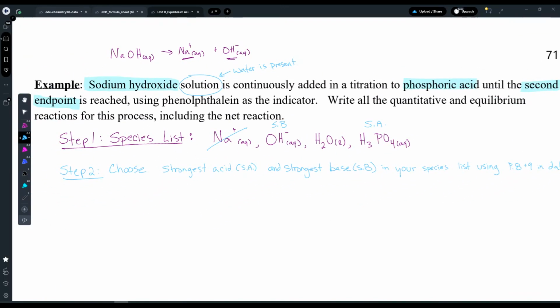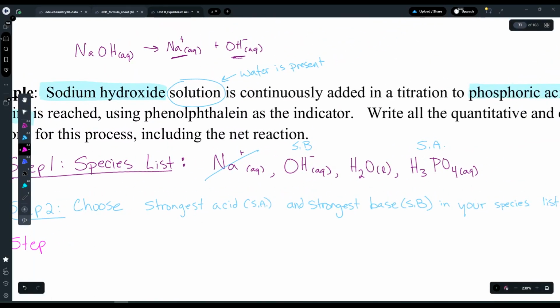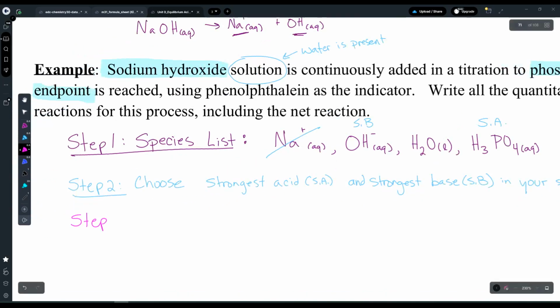All right, so that's already done, so I'm going to move on to step 3, which is when we're going to start writing our quantitative reactions. So the quantitative reactions are only going to involve our strongest acid and our strongest base.